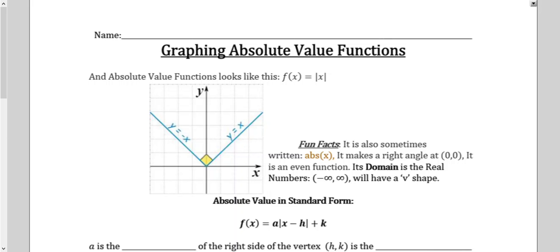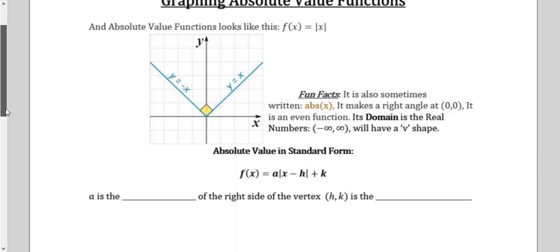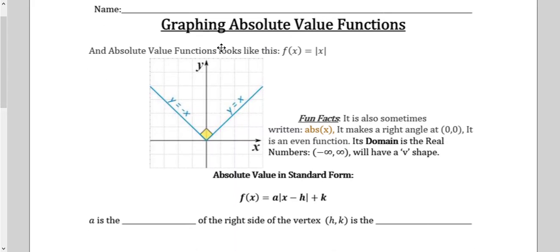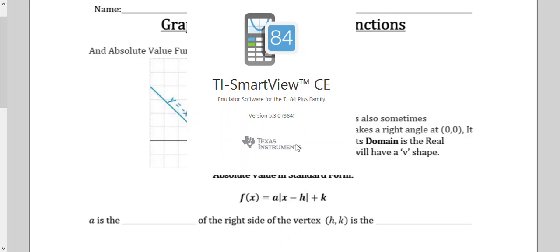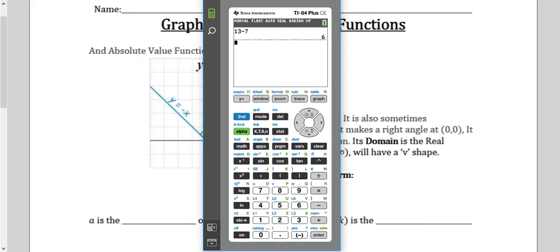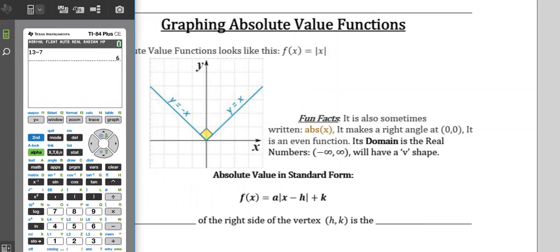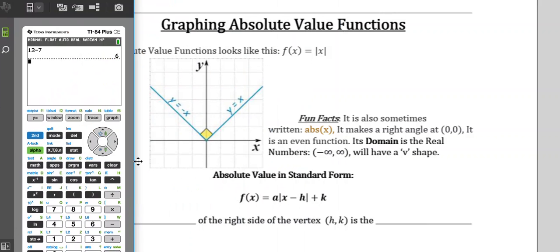Alright class, this is the second to last lesson for Unit 1. So this is about graphing absolute value functions, okay? Again, when you see the word graph or graphing, just know that you can always use your graphing calculators to help you out with this part on the test or on the SOL. Alright, so let me get my graphing calculator here.